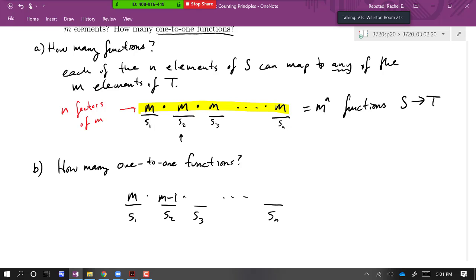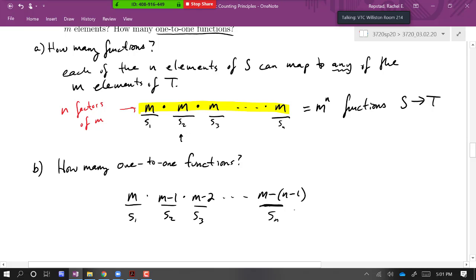All right, so now imagine we picked the output for S1 and S2. How many choices are left for S3? M minus 2, yep. And then on down the line, right? M minus 3, M minus 4. So the question is, how many choices remain for Sn? M minus, and then parentheses n minus 1, right?